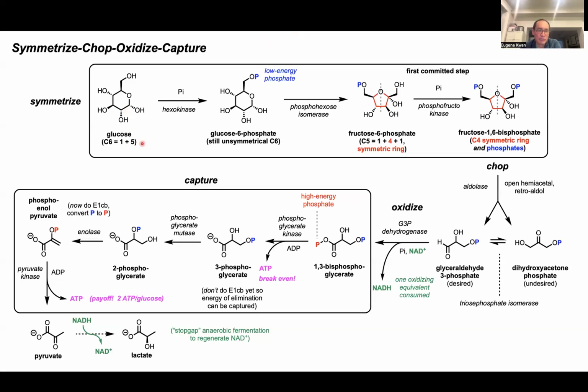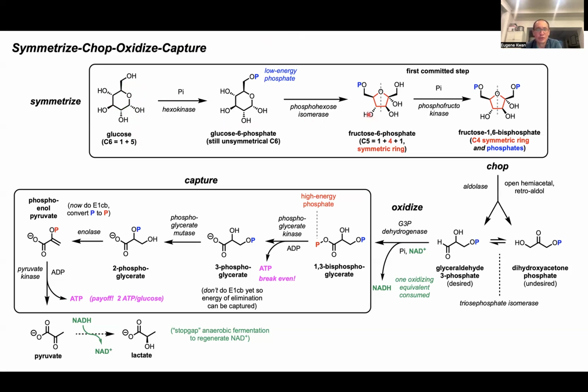Okay, so we're starting from glucose. Remember, we have this 1+5 nomenclature indicating that it's a five-membered ring with one carbon outside. Five is an odd number. If you try to chop that, you'll get unsymmetrical pieces. So we're going to try to make symmetric pieces that we can process with a common set of enzymatic machinery.